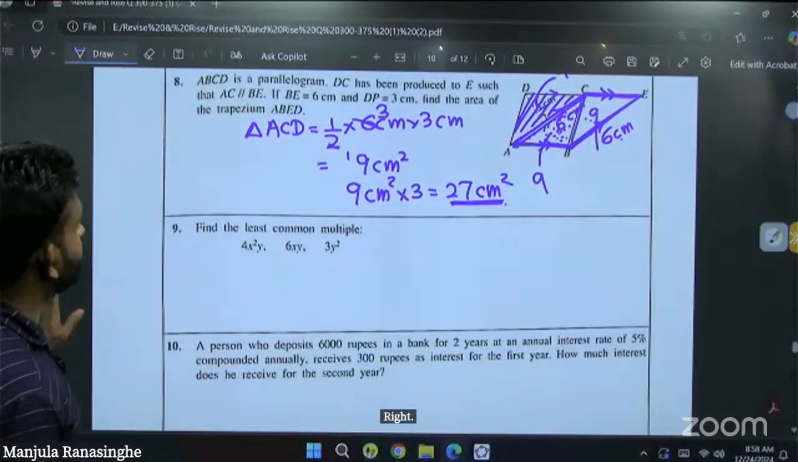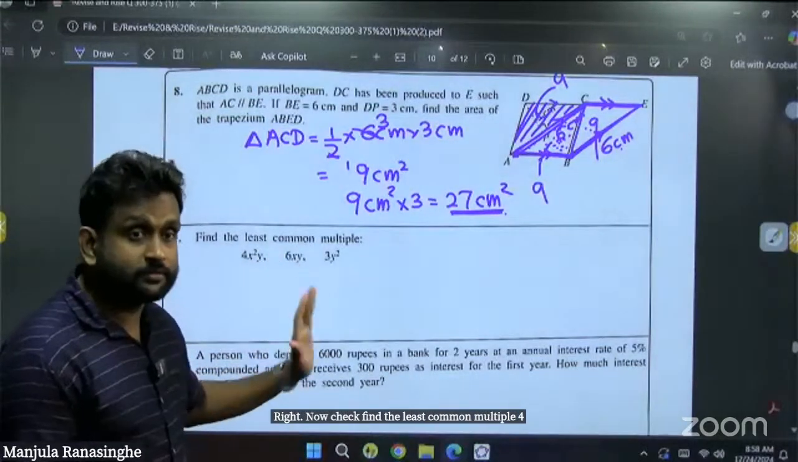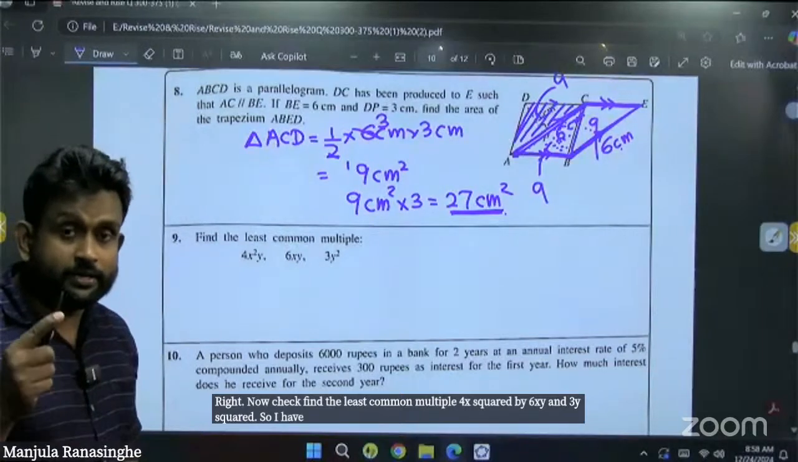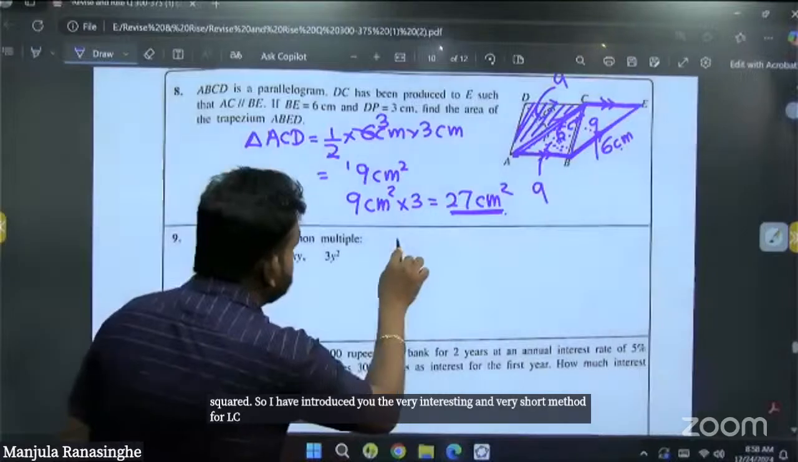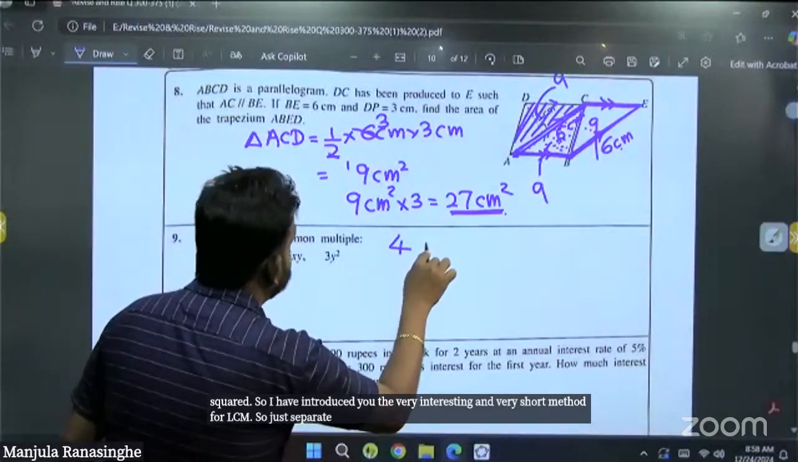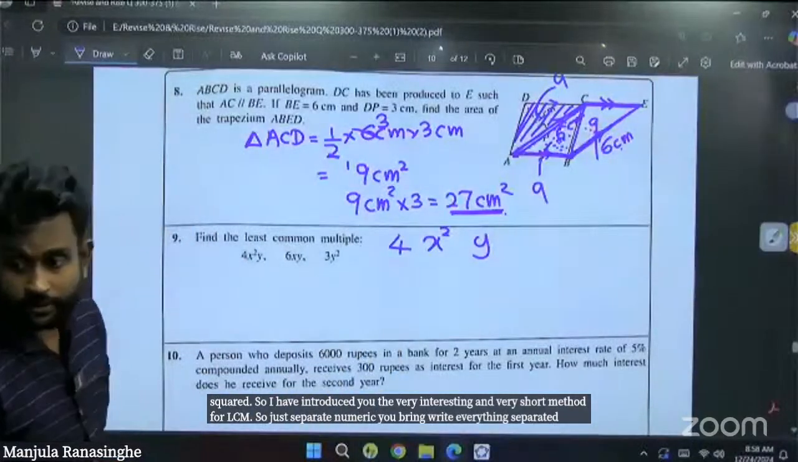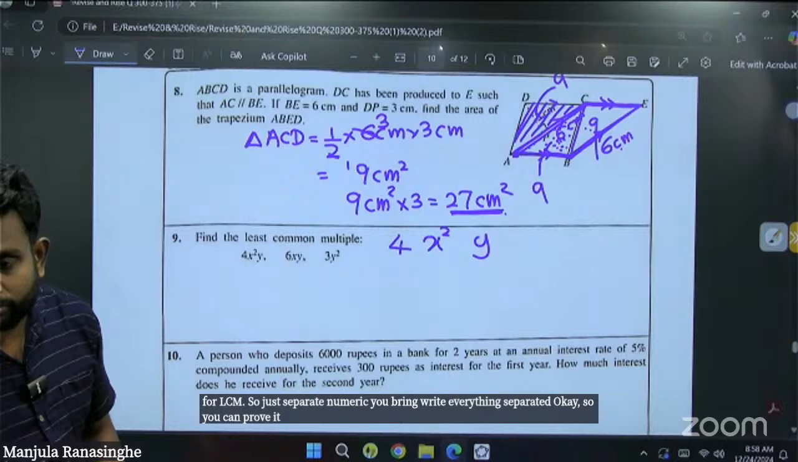Now check, find the least common multiple of 4x squared, 6xy and 3y squared. So I have introduced to you a very interesting and very short method for LCM. Just separate numeric and algebraic, write everything separated. You can prove it by the same base method also.